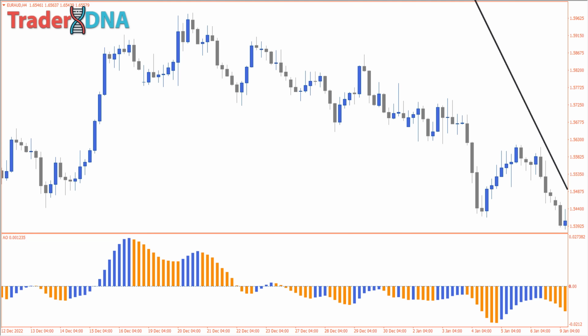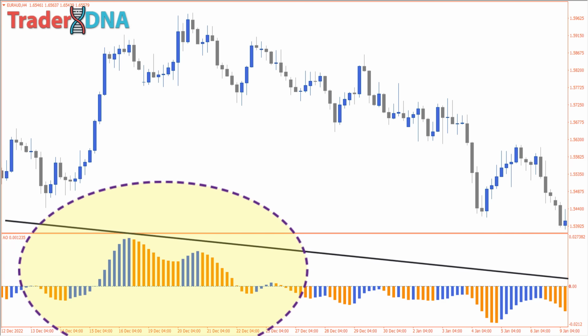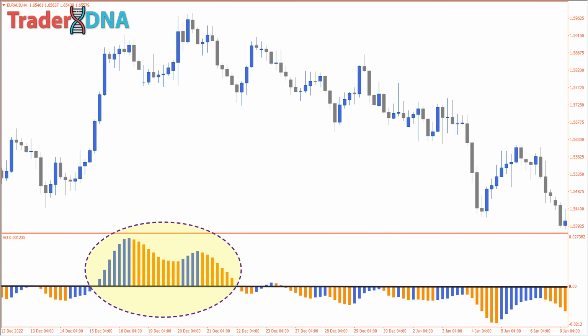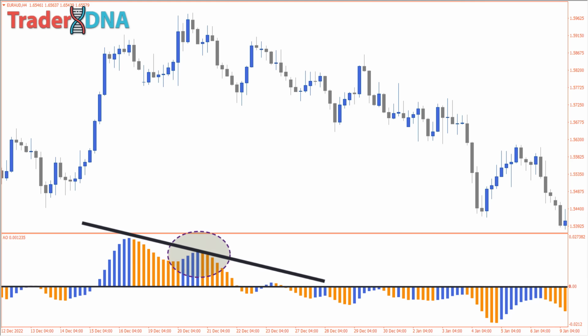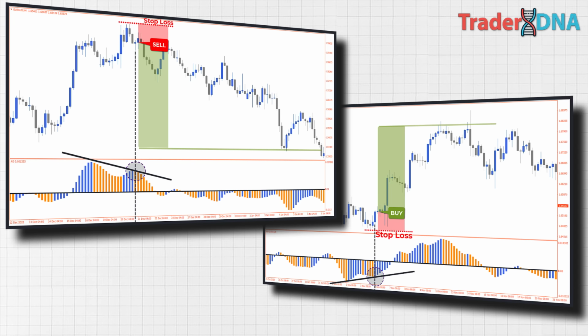First, the Awesome Oscillator is above zero. Second, there are two swing highs of the Awesome Oscillator, and the second high is lower than the first. Third, the histogram after the second peak is orange. The Twin Peaks strategy is also a contrarian approach, as it involves entering short positions when the indicator is above zero and buying when it's below zero. Here are additional examples of the Twin Peaks strategy.